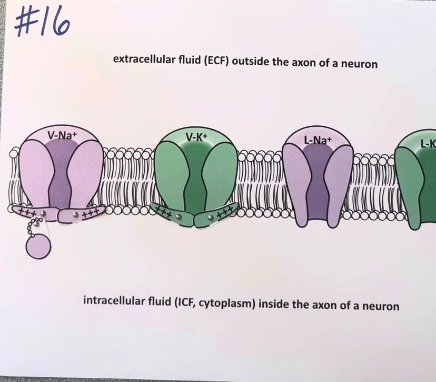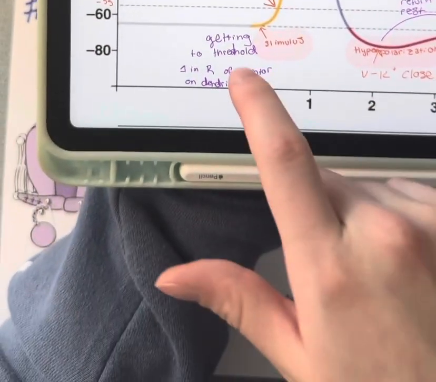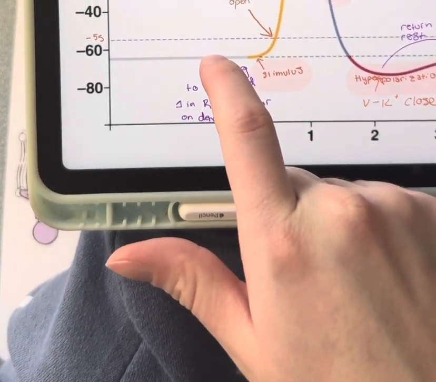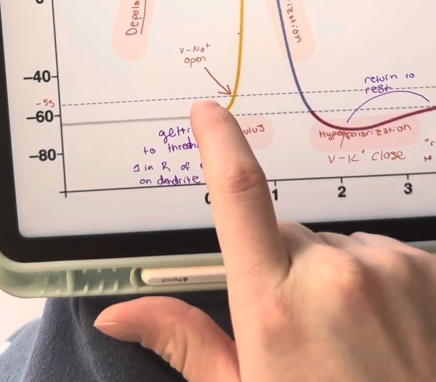This causes the dendrite membrane to become more positive, called a receptor potential. The positive current flows to the axon and causes the membrane potential to change from resting potential, -70 mV, to threshold, -55 mV.